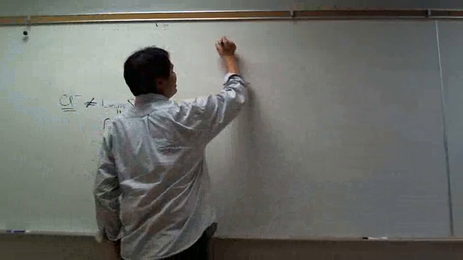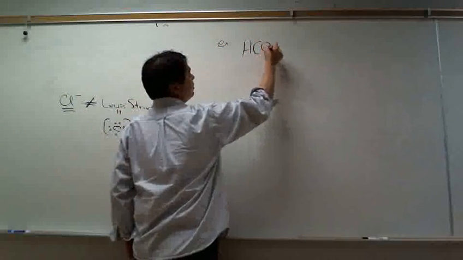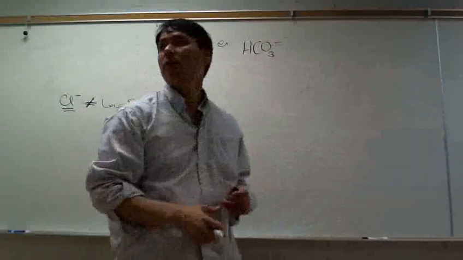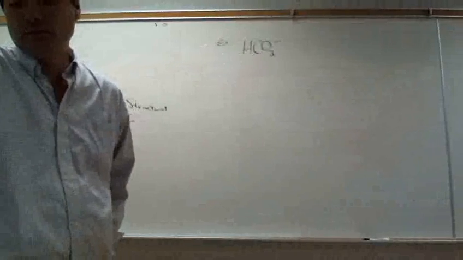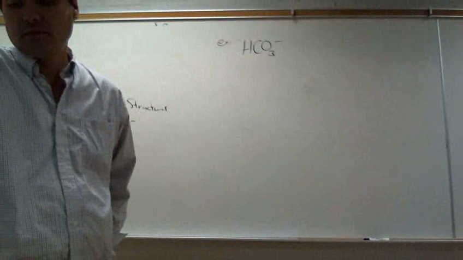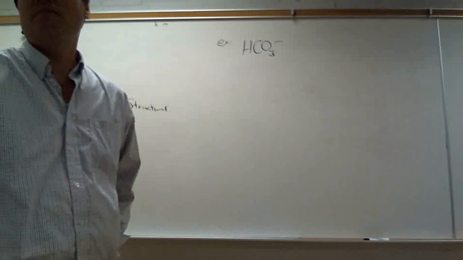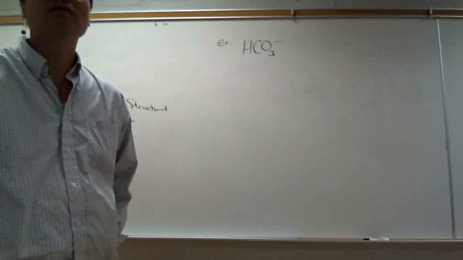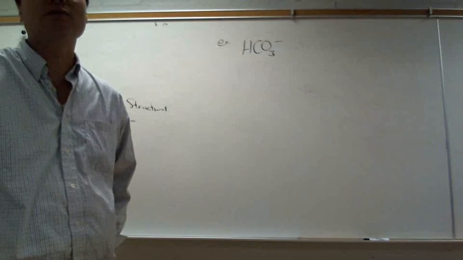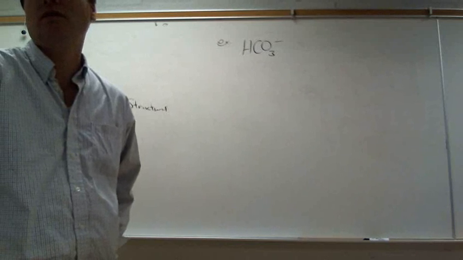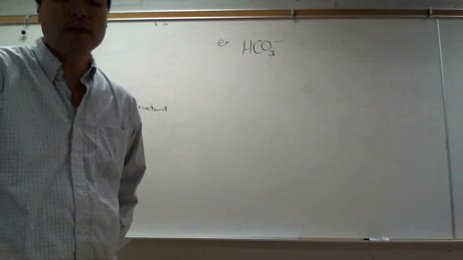So let's start off with: draw the Lewis structure for HCO3 minus. Why don't you go ahead and get started? A lot of people skip the first step because they say they don't need to total up the electrons. But one of the biggest mistakes I see is that people have way too many electrons, two or four extra in the structure. It's wrong. They didn't realize there were going to be double bonds in there.